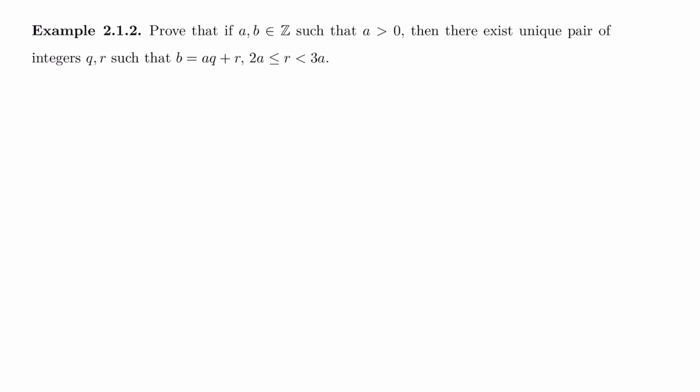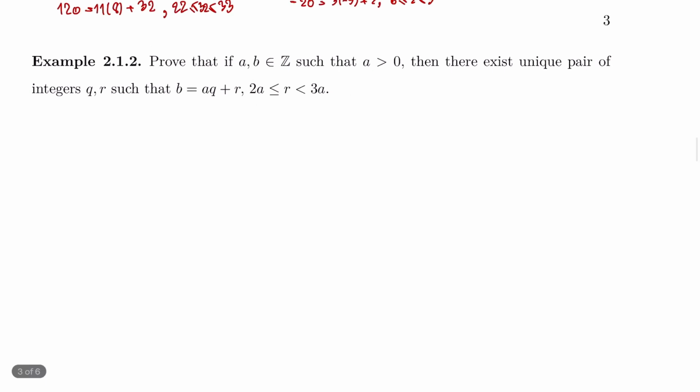Today we will prove that if a and b are integers such that a is greater than 0, then there exists a unique pair of integers q and r such that b equals aq plus r, where r is greater than or equal to 2a and less than 3a.